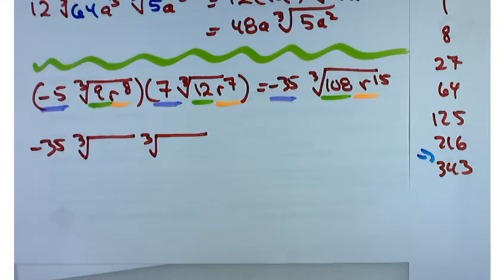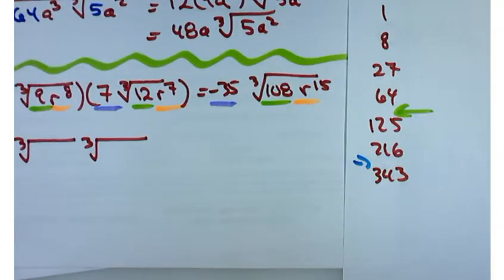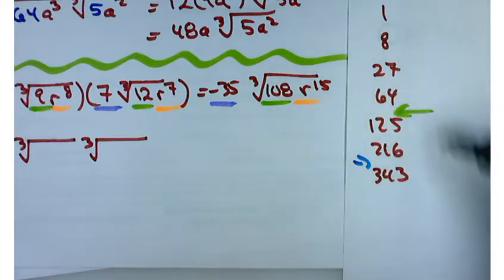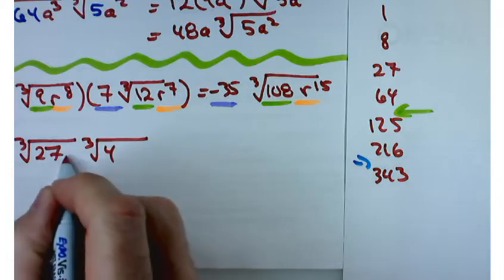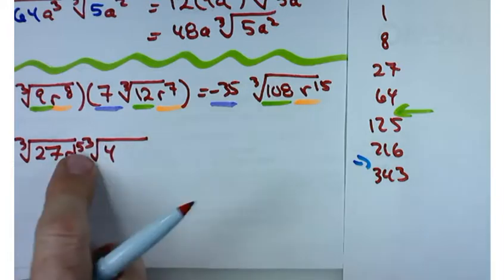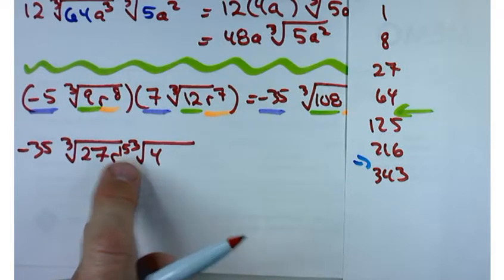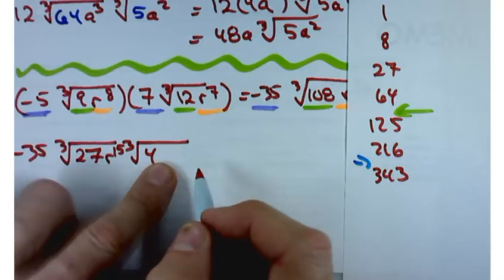Yes, well done. So you're looking for a number. You start out here. That's where your 108 is, and you work your way up the list. 64 doesn't go into 108 evenly, but 27 does. So we'll put a 27 here. R to what power? 15. Yeah, you can use all of them, right? Because 15 is evenly divisible by 3, so we're good. So that's in this first one, and all you're left with is cube root of 4.